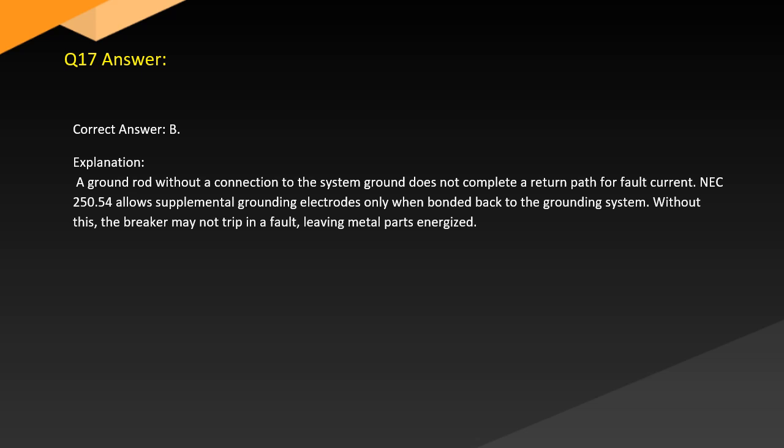Answer. Correct answer: B. Explanation: A ground rod without a connection to the system ground does not complete a return path for fault current. NEC 250.54 allows supplemental grounding electrodes only when bonded back to the grounding system. Without this, the breaker may not trip in a fault, leaving metal parts energized.